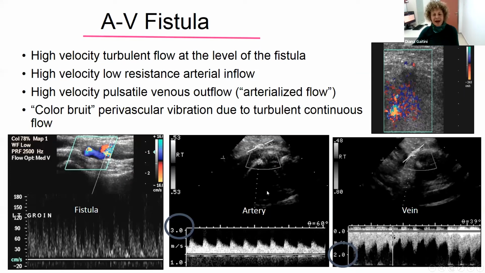At the level of the artery, there is a high velocity monophasic flow, because it flows directly into the vein. And at the level of the vein, the flow will be pulsatile. So we speak about arterialization of the vein. We also may see color in the surrounding tissue due to turbulent continuous flow. We speak about color bruit.